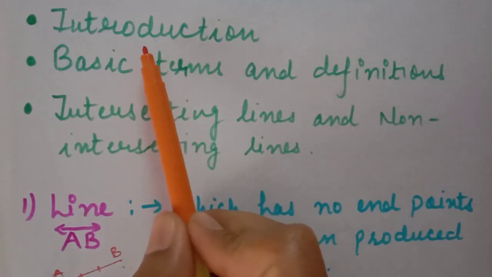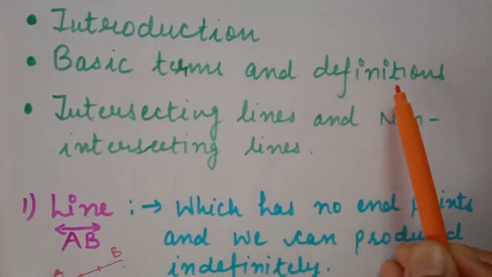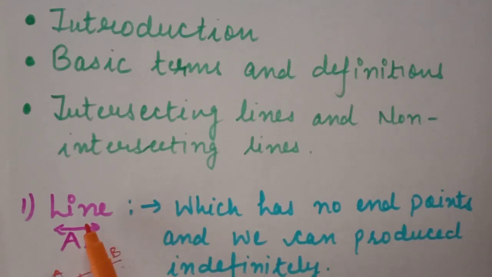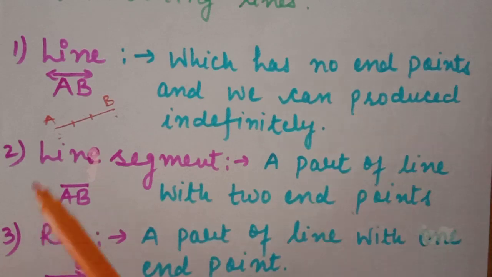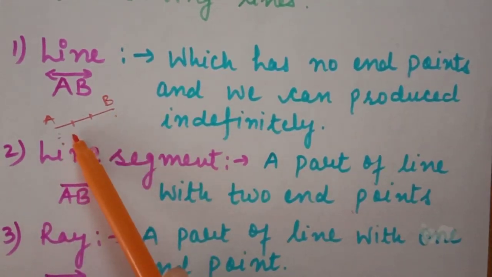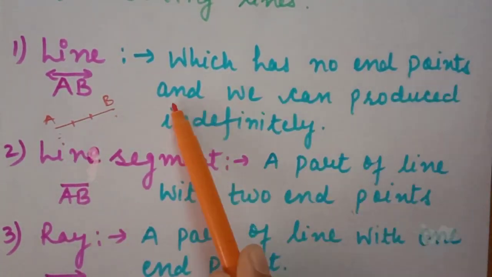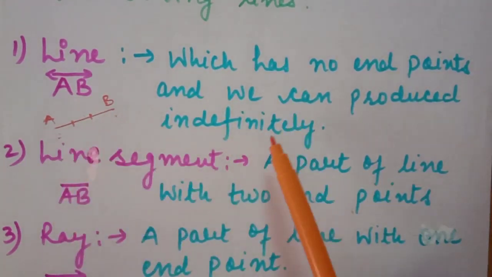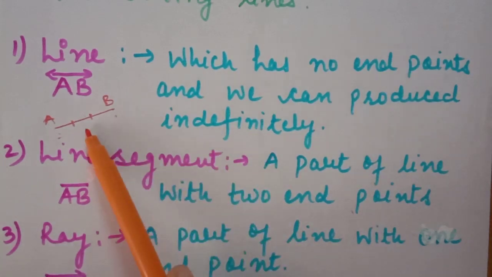First, we will revise introduction, basic terms and definitions, then intersecting lines and non-intersecting lines. We will start our lecture with the definition of line. So, what is line? Which has no end point and we can produce indefinitely. So students, line is a breadthless length which has no end point and we can produce from both sides indefinitely. We call it a line.